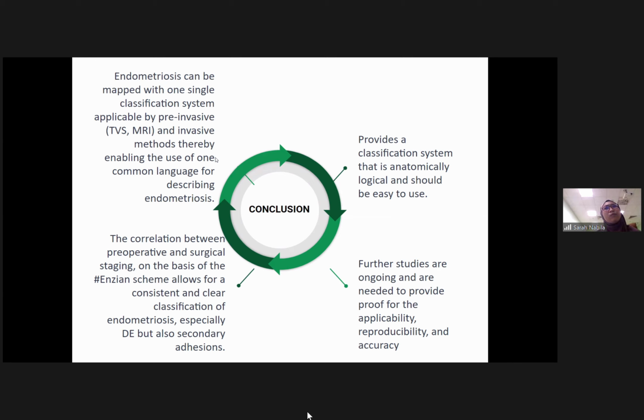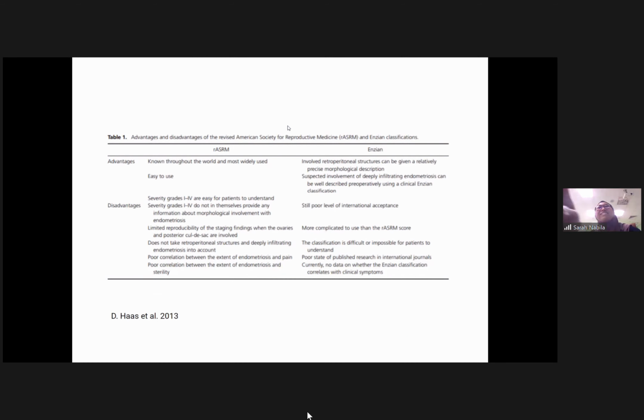Finally, I just put this one. As we usually use the revised ASRM for classification of endometriosis, I put this because we wanted to see the advantages of the revised ASRM and ENZIAN classification, because in summary, ENZIAN classification is regarded as a very complex classification and generally poorly understood as compared to the revised ASRM classification.